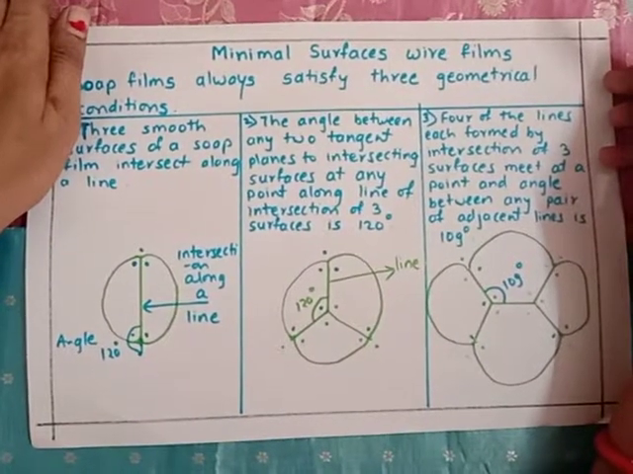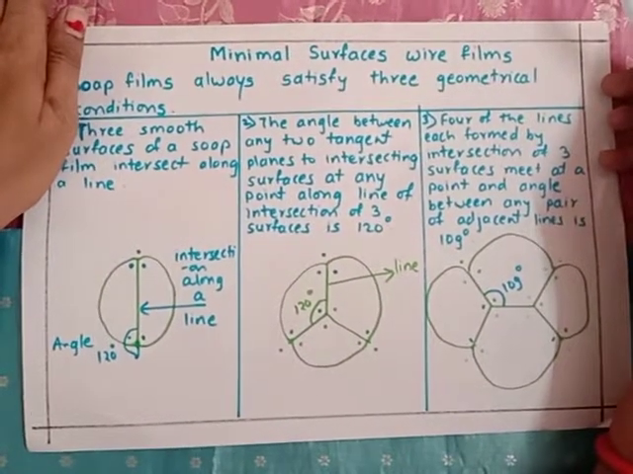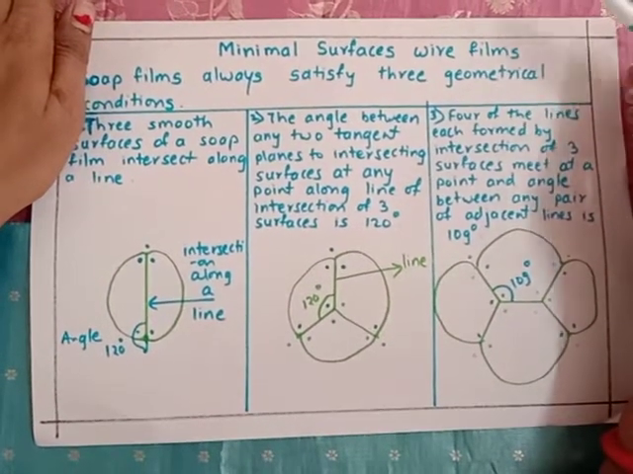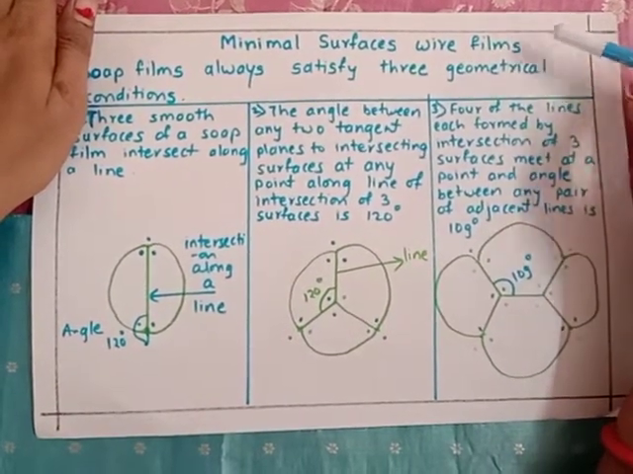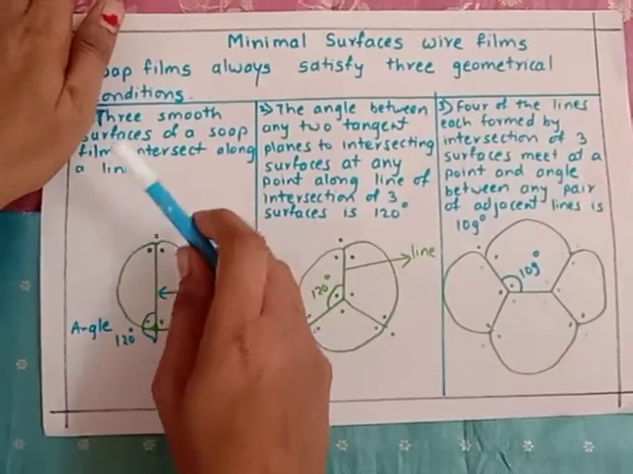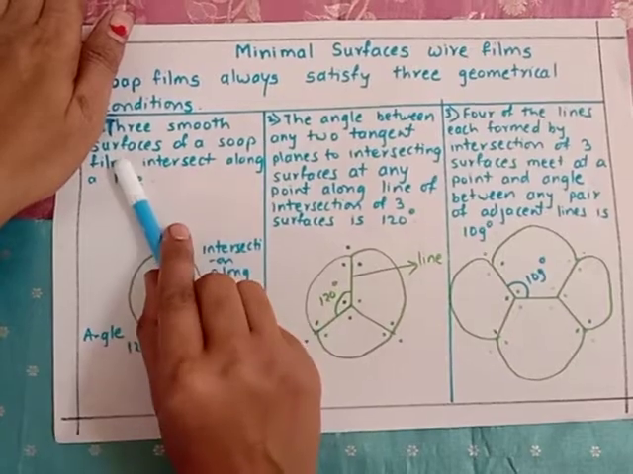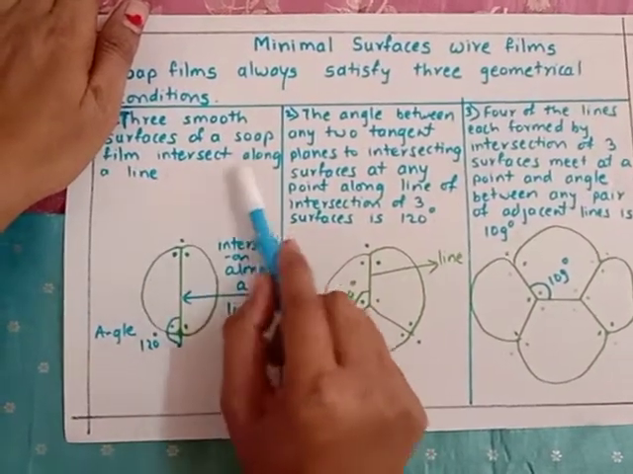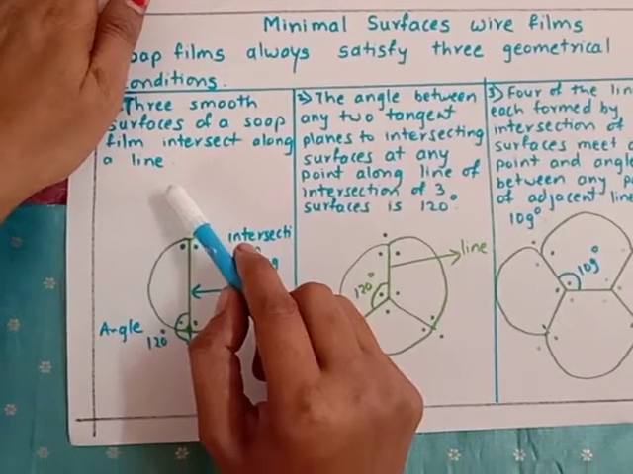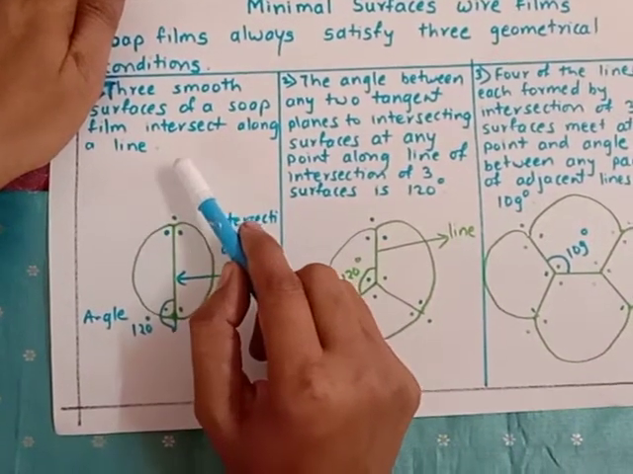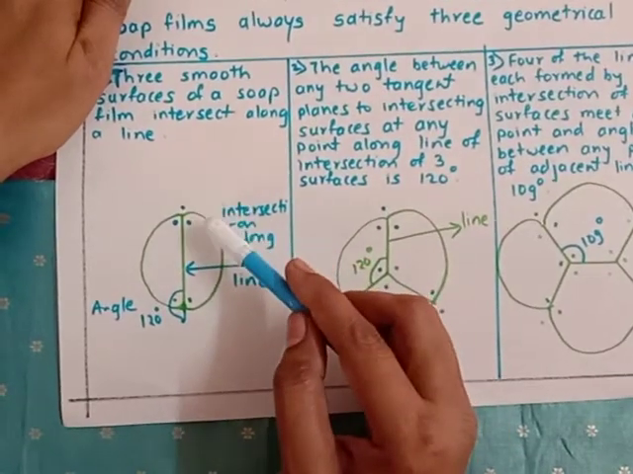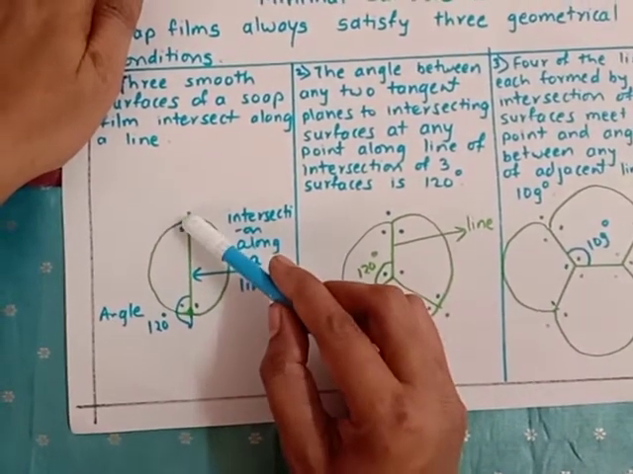So now let us look at the reason why the minimal surfaces are formed in a wireframe. Soap films always satisfy three geometrical conditions. The first condition is that three smooth surfaces of a soap film intersect along a line. We have observed in the wireframes the shapes which are formed of the soap film. So the surfaces will always intersect along a line.